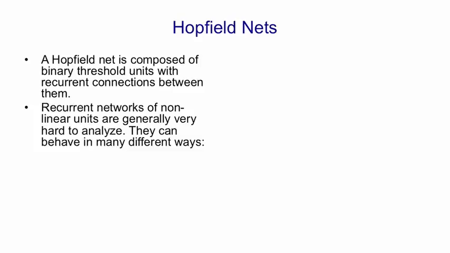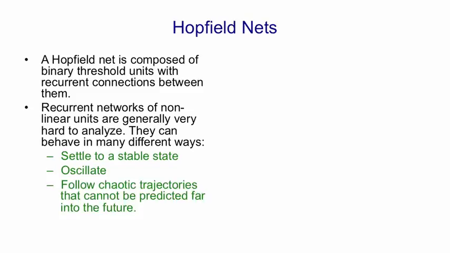In general, if you have networks of nonlinear units with recurrent connections, they're very hard to analyze. They can behave in many different ways. They can settle to a stable state. They can oscillate. They can even be chaotic, which means that unless you know their starting state with infinite precision, you can't predict the state they'll be in very far into the future.